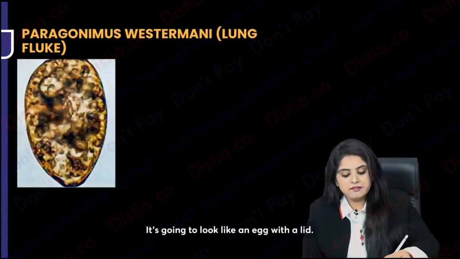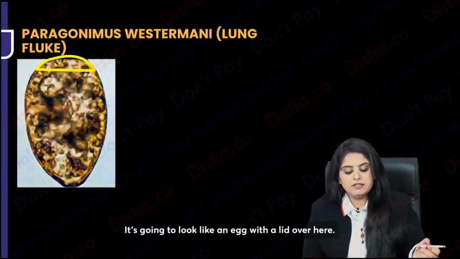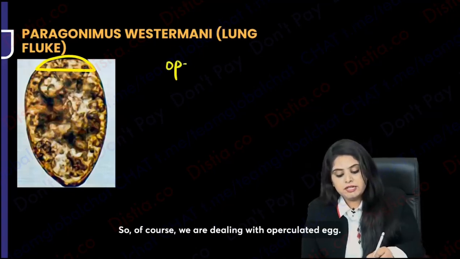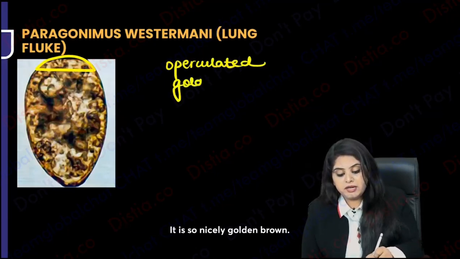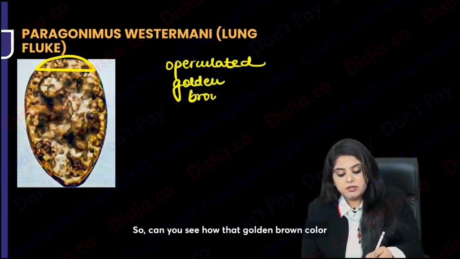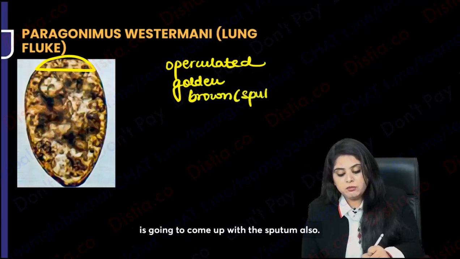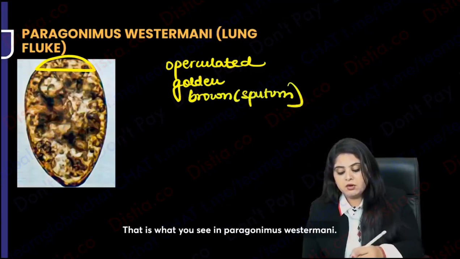It's going to look like an egg with a lid. It's going to look like an egg with a lid over here. So of course we are dealing with an operculated egg, and can you see the color of it? It's so nicely golden brown. So can you see how that golden brown color is going to come up in the sputum also? That is what you see in Paragonimus westermani.